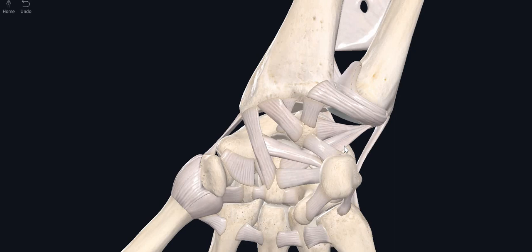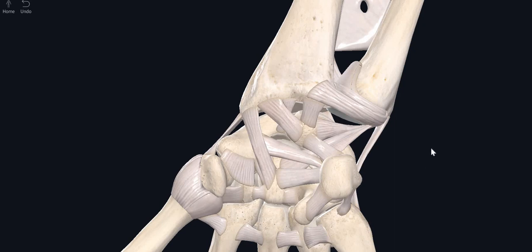So again, the radiocarpal joint is a direct joint between... note that the ulna does not directly articulate with any of the carpals. And so it's between the radius, the articular disc, the scaphoid, the lunate, and the triquetrum.